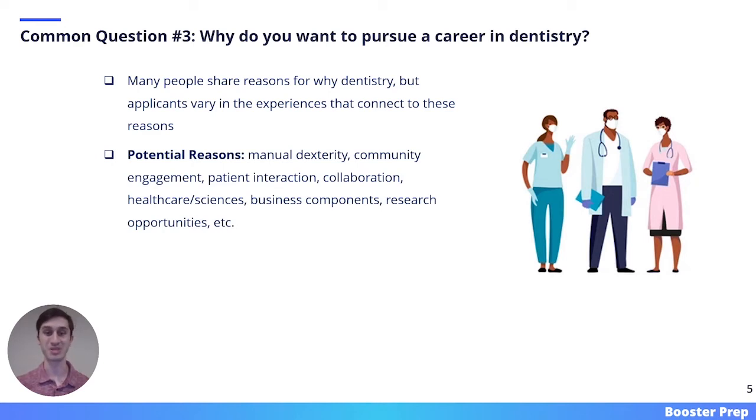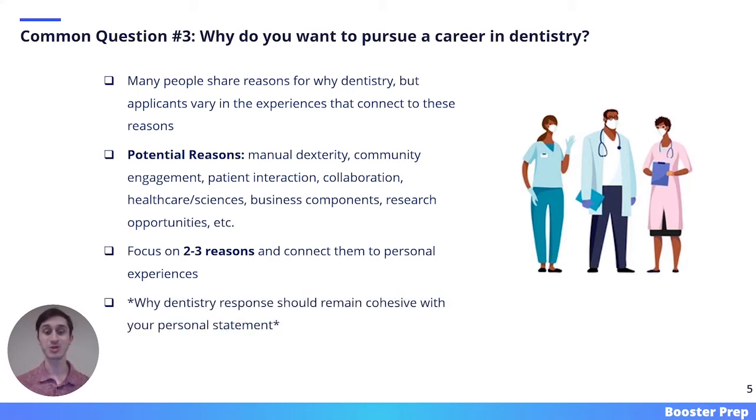Here are some potential reasons for why dentistry, and you might have a million reasons. But in order to make yourself an understandable and digestible applicant, you should focus on 2 to 3 reasons and connect these to personal experiences. Also know that your why dentistry response should remain cohesive with your personal statement.